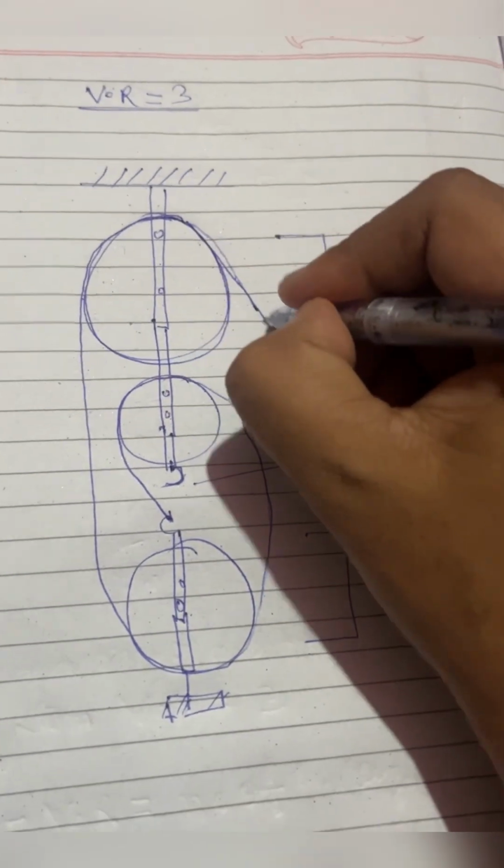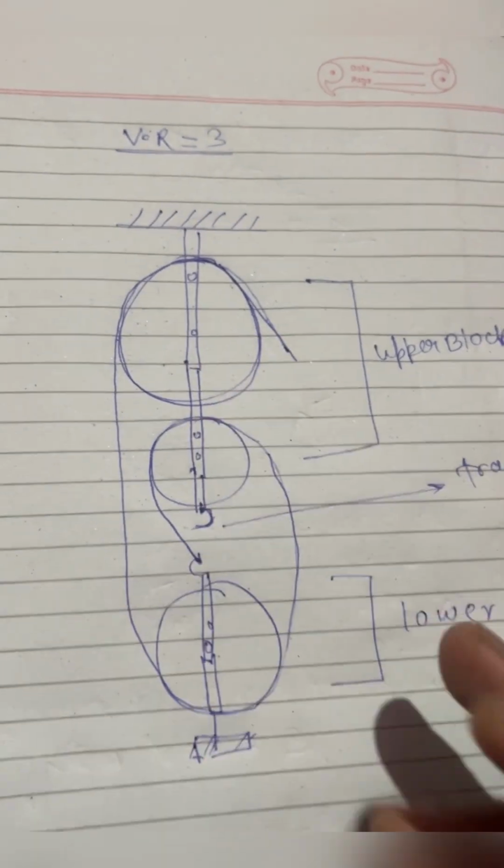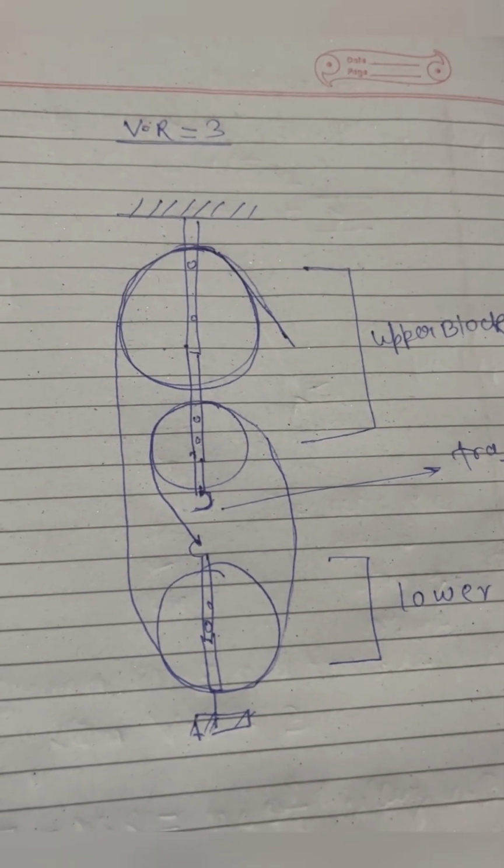And this string has to be taut. You cannot draw a sagged one. It has to be straight, drawn by using your rough hand. You cannot use a scale for doing all those things.